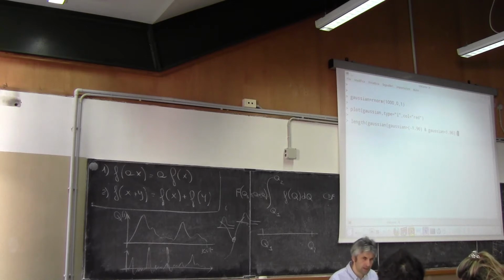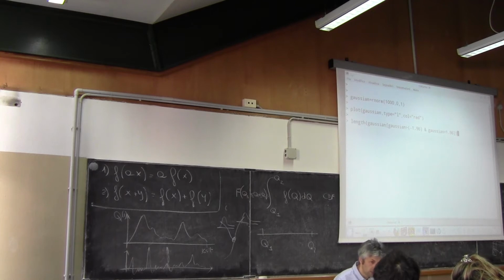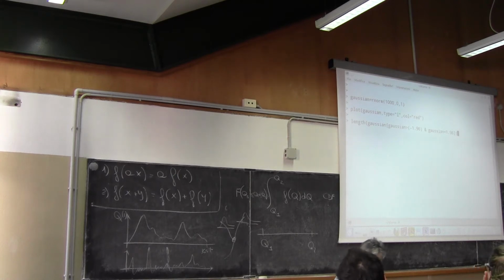So look at this instruction. I'm computing the length of the vector Gaussian by making a selection over the vector. The selection is to be given between square parentheses and contains two conditions: Gaussian greater than -1.96 and Gaussian lower than 1.96. And given that I want to compute a percentage, I divide by 1000 and multiply by 100. So this is the result of this computation. If I didn't make any mistake, it should be 95.6.